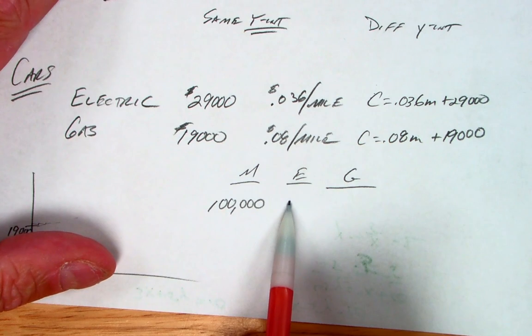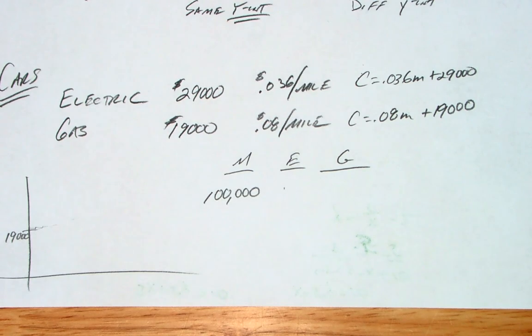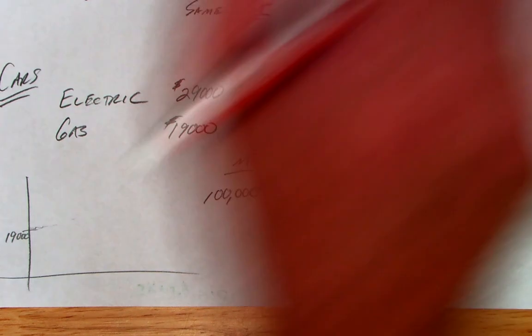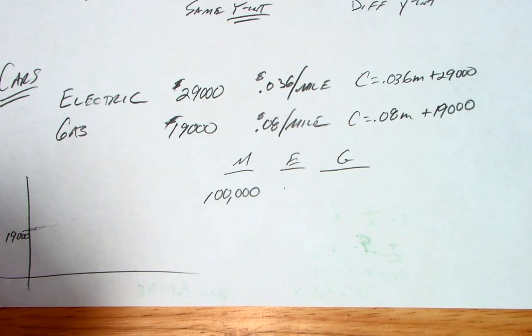Okay, ladies do electric. So I want you to plug in 100,000 miles to your respective equation, and then I want you to compare it to your neighbor. And if they agree the same as you, tell me the answer. Guys, gas. Ladies, electric. Compare your answer with the neighbor, and if you agree, please tell me what the solution is.